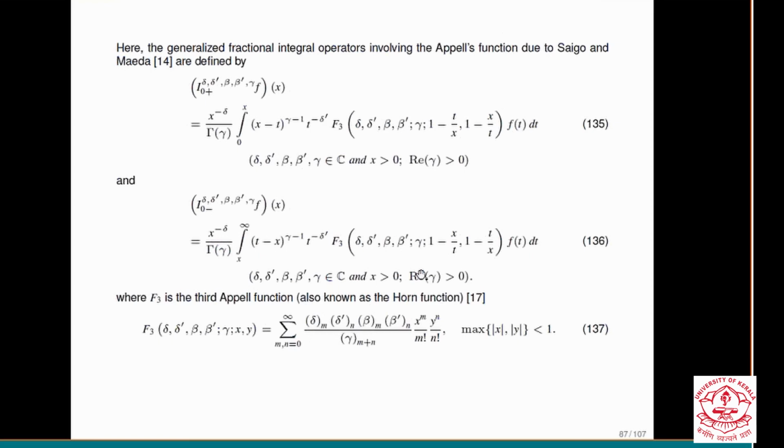And similarly, here the equation 135 is given as this one, and 136, and here F3. What is F3? F3 is your Appell third function, also known as the Horn function. The Appell function is also known as the Horn function.